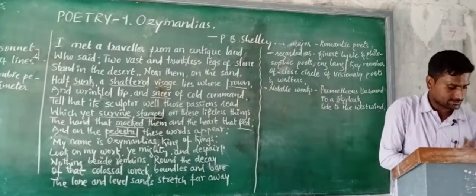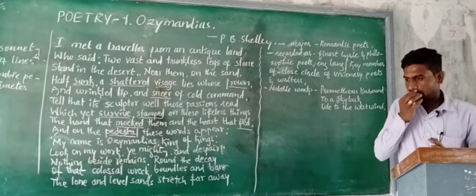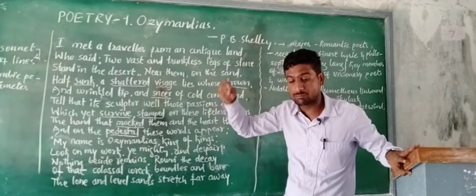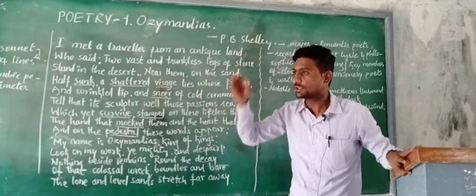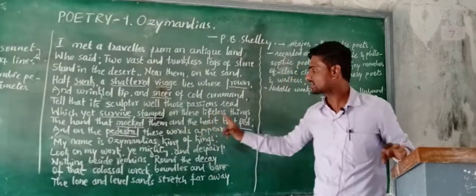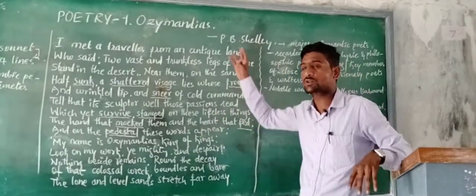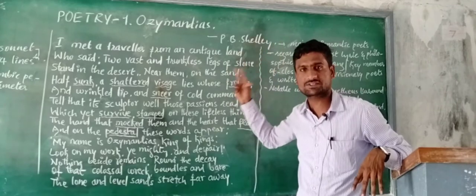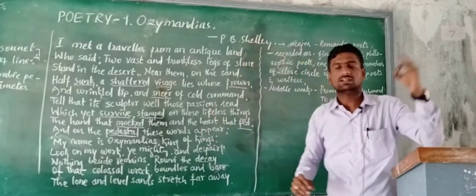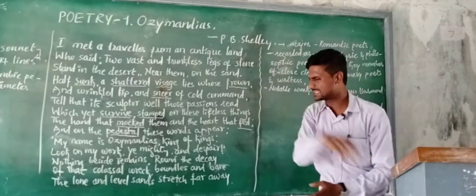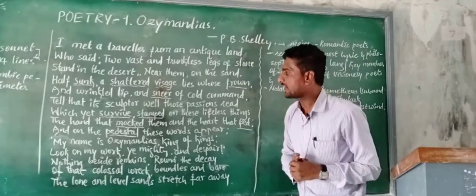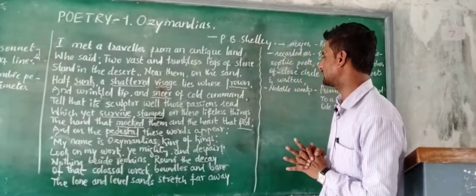Dear students, see, the things which are described, which are mirrored on the statue, they yet survive. They are still present on the statue, stamped on these lifeless things. Yes, those qualities and those features of that Ozymandias king are created on this statue as they are. Okay, see, and the next line, the hand that mocked them and the heart that fed.